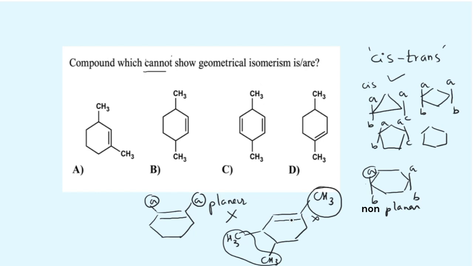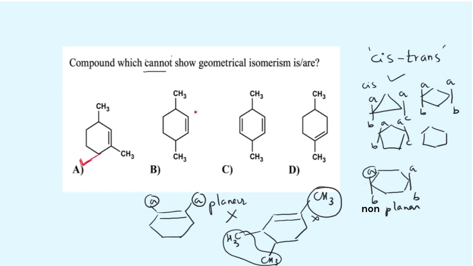Therefore, in the cyclic molecules, if the groups are on sp3 hybridized carbon, you can do cis and trans. But if there is a cyclic molecule and there is a double bond and there is a group on the double bond, then you cannot do cis and trans. Therefore, this molecule doesn't exhibit. This cannot exhibit, hence this is a correct answer.